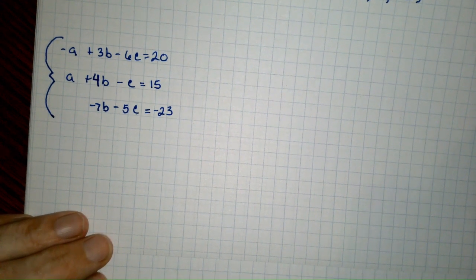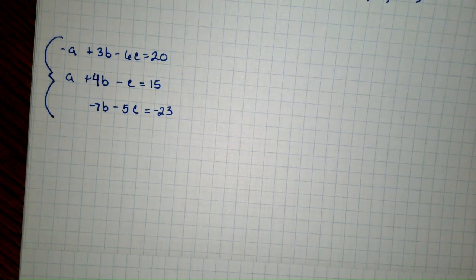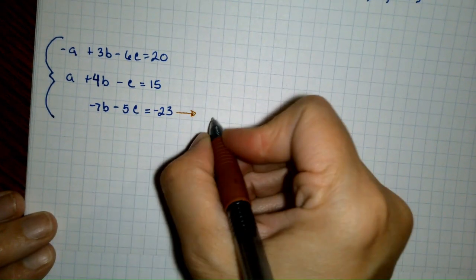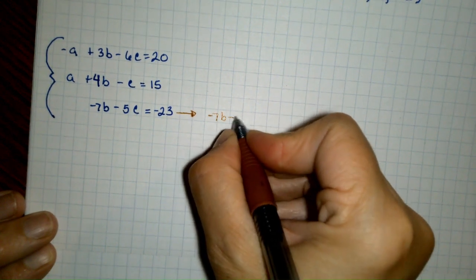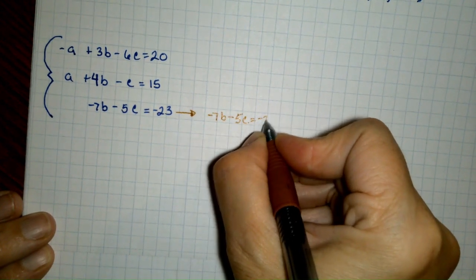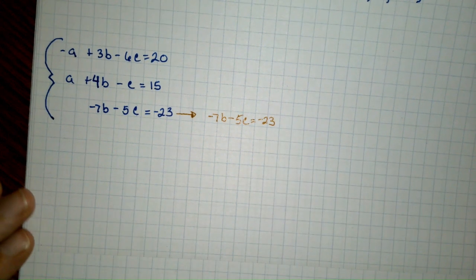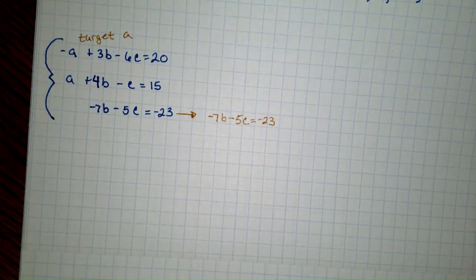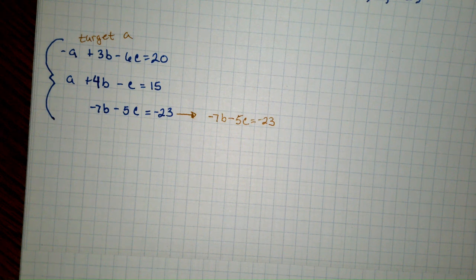What I notice here is that in the bottom row, a has disappeared. It's already eliminated. So I'm not going to worry about that round. It's going to actually help me out. I'm just going to carry that over. And because I'm carrying it over, negative 7b minus 5c equals negative 23. Since this is missing the a, I must target a. And the good news for me is in this example, I wrote it down purposely so that a would already be additive inverses so that we could just get to this next step.